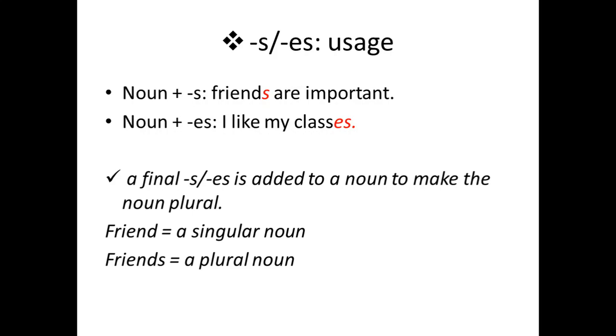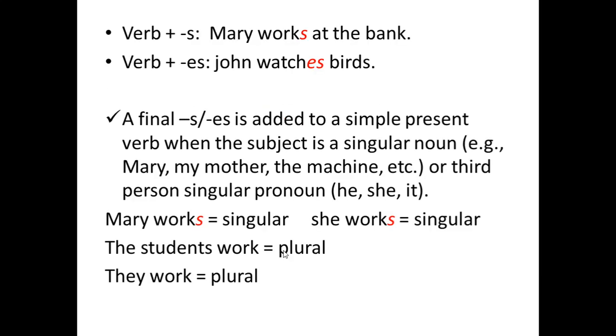How about if we add an ES to the noun, like this? I like my classes, right? And you may wonder, why did we use E instead of S? We're going to be talking about that in just a minute. So a final S and ES is added to a noun to make the noun plural. Easy as that, right? Friend is a singular noun, friends a plural noun. I think it's obvious and easy to know, right?